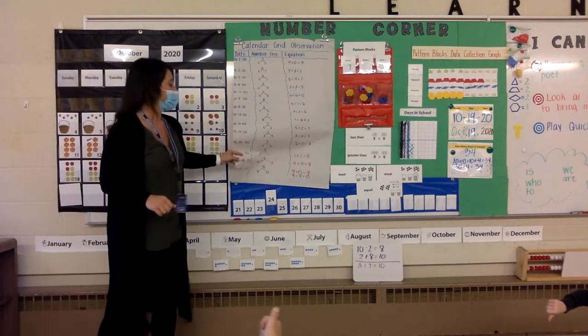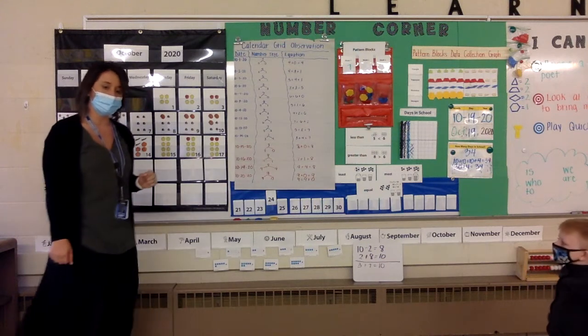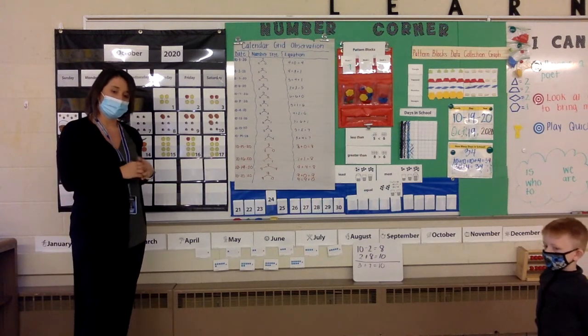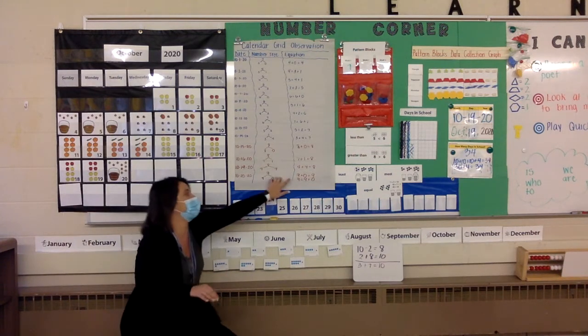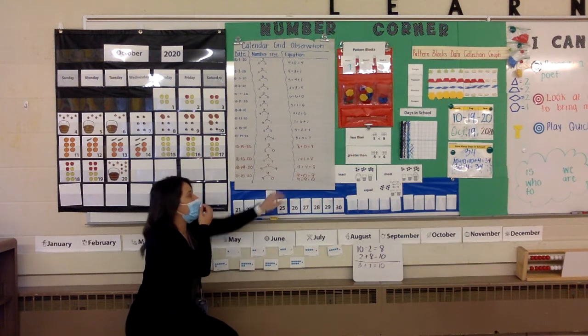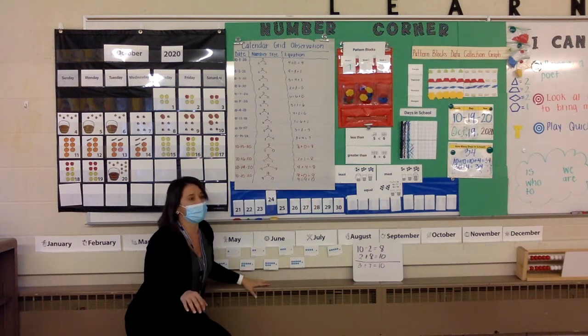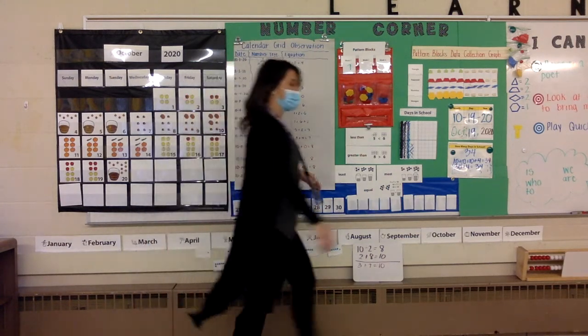Kendall, why do you think that's okay? Because you're still saying the right equation. You're still saying the same thing. You were right, Kendall. So listen to how I say it. 9 plus 0 equals 9, or 9 equals 9 plus 0. That's the same thing. So it should be a thumbs up.